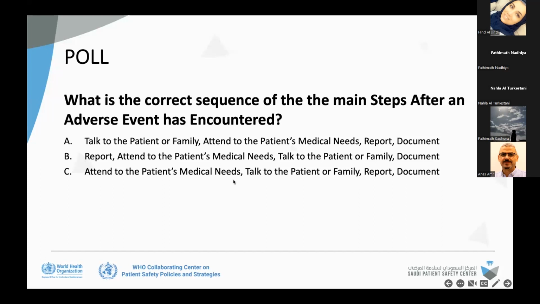Let's take a couple of minutes for our audience to answer this poll. So what do you think the correct sequence is? I would like everybody's participation, either based on your experience or your knowledge. What do you think the best sequence is after an adverse event? Okay, that's great.